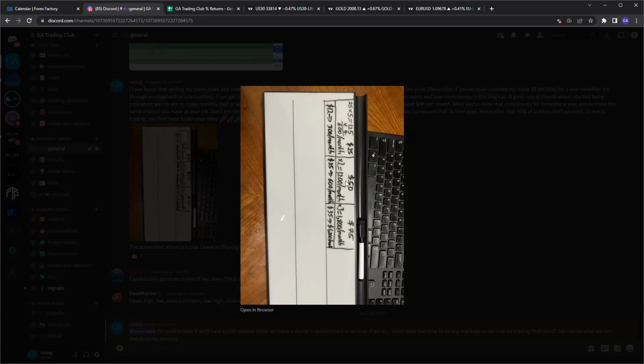I know one of the admins here, Dean, 10x'd a $600 account in like 4 weeks. But if you're not yet there in trading manually by yourself, this is the system that we'll be using. So just write it down.